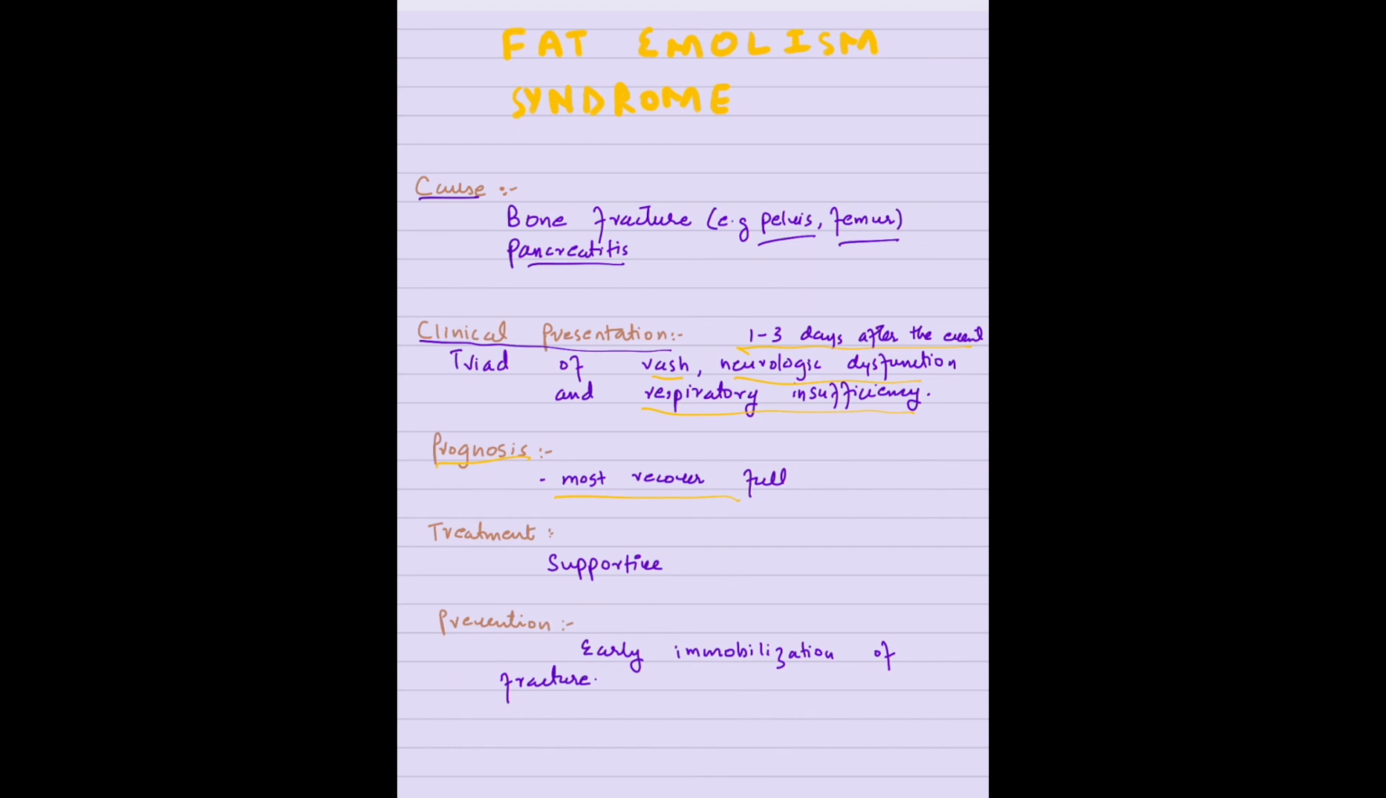Then we have the prevention. The way to prevent it is early immobilization of the fracture. When the fracture is not moved around, it can help prevent the fat embolism, so it will prevent the fat or the marrow from entering the blood.